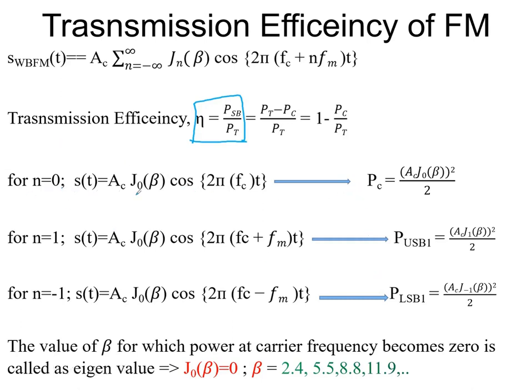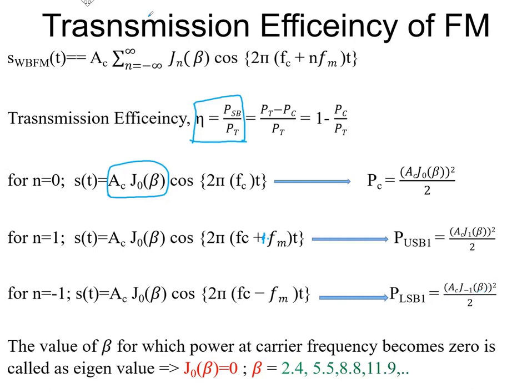For n equal to 0, it will become Ac J0(beta) cos 2 pi fct, that is fc plus 0 fmt. That's why the power will become how much? The amplitude of the cosine is Ac J0(beta), then the RMS value will become Ac J0(beta) by root 2. The square of the RMS value is the power at carrier frequency. Then when n equal to 1, power at the first USB. Whenever n equal to minus 1, it will become fc minus 1 times fm. That's why this is called the power in the lower sideband, which is Ac J minus 1(beta) square by 2.